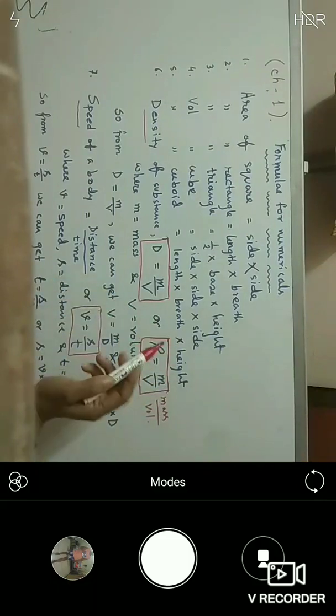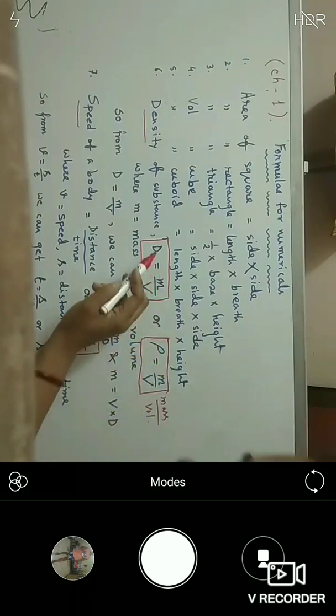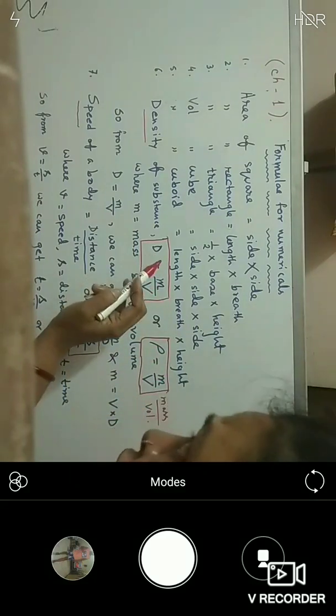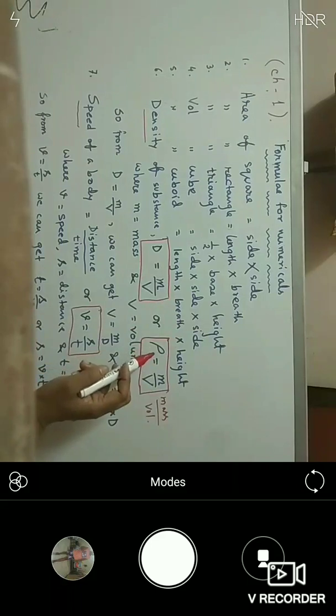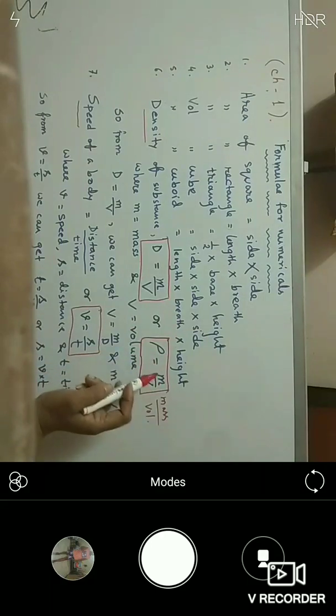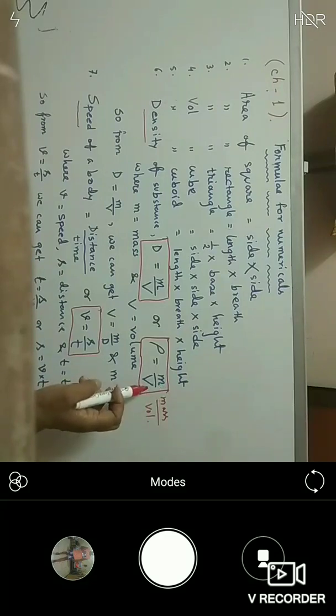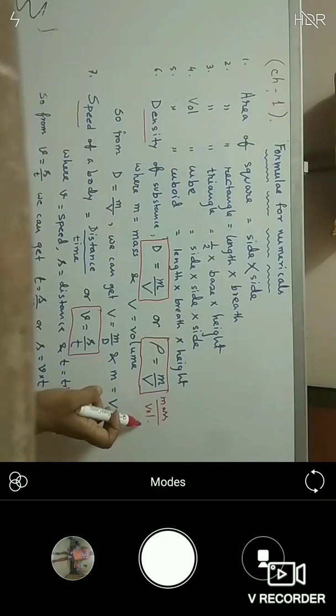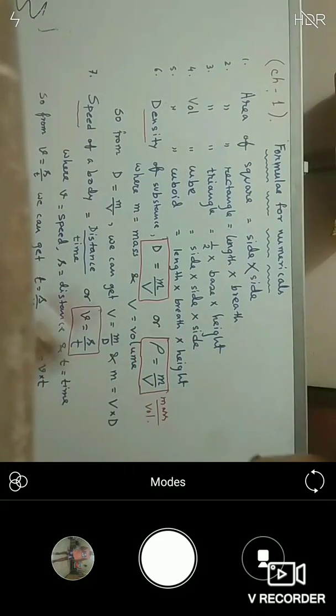Or we can denote it using rho. Rho means in place of D we can also write rho. Rho is also equal to M by V, here small m and capital V. M stands for mass and V stands for volume. Right. Another formula is speed.